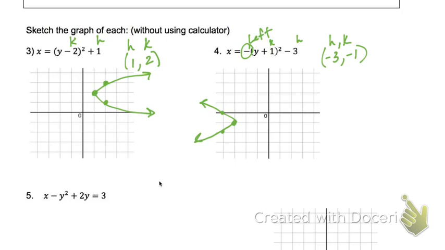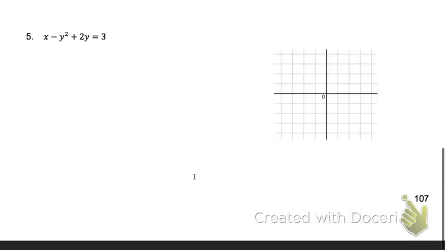So you only flip the sign of the 1 in parentheses, because there's a negative outside of it. No, you always flip the 1 in parentheses. Parabolas, always. Okay, complete. Okay, number 5.